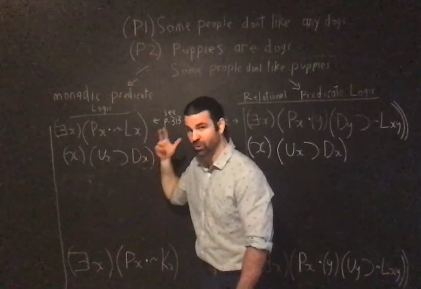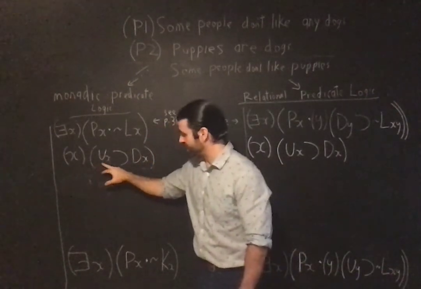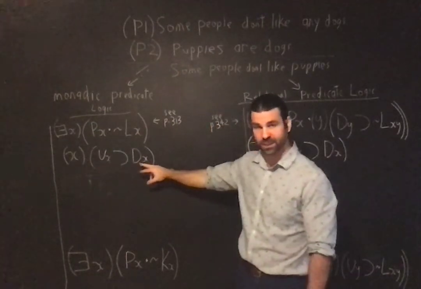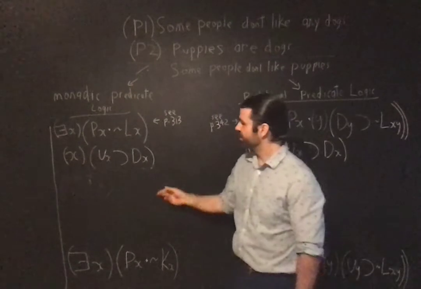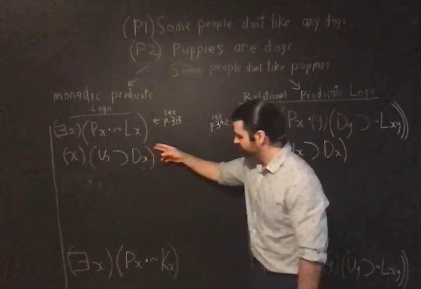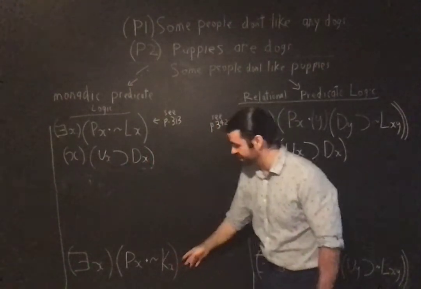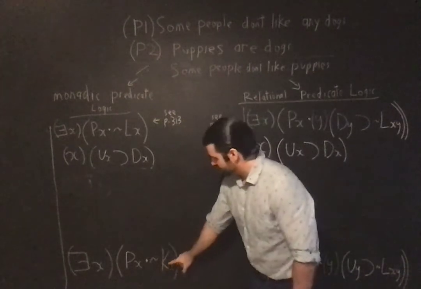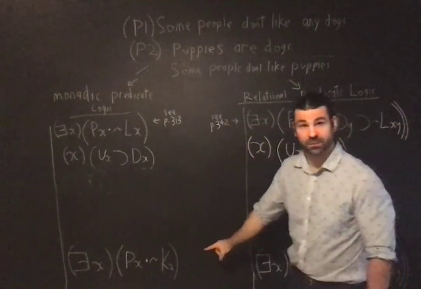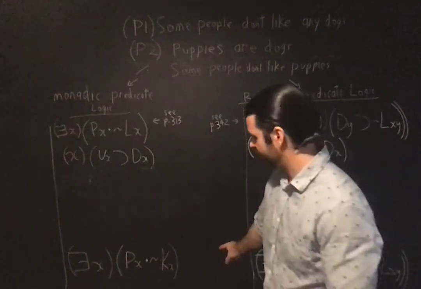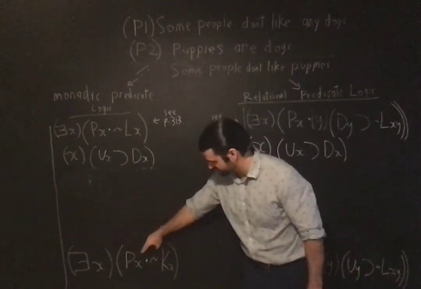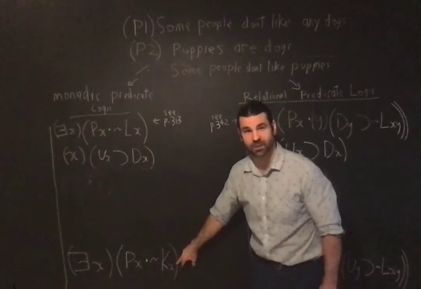Puppies are dogs, so all puppies are dogs. Ux, x is a puppy, Dx, x is a dog. For all x, if x is a puppy, then x is a dog. And then our conclusion would be down here. Kx is x doesn't like puppies. So we've got, there is a person who doesn't like puppies.